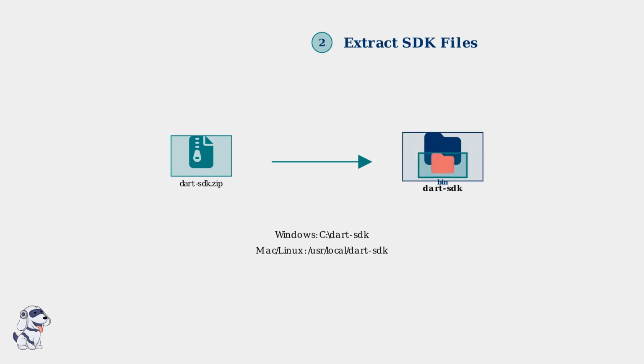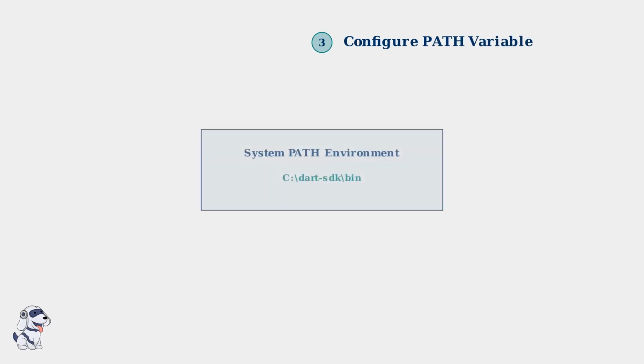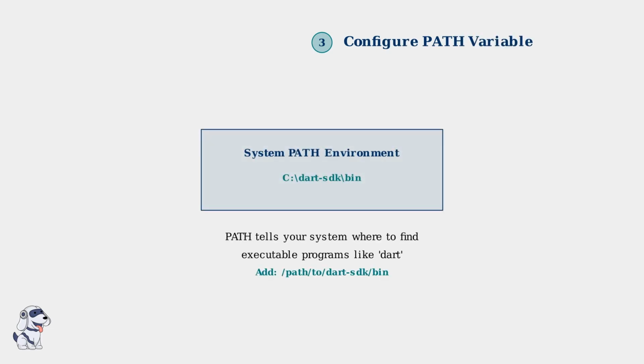Step 2. Extract the downloaded zip file to a location on your computer. Choose a directory that's easy to remember, such as c:\Dart SDK on Windows or /usr/local/Dart SDK on Mac and Linux. Step 3. Add the SDK's bin directory to your system's path environment variable. This is crucial because it allows you to run Dart commands from anywhere in your terminal or command prompt.